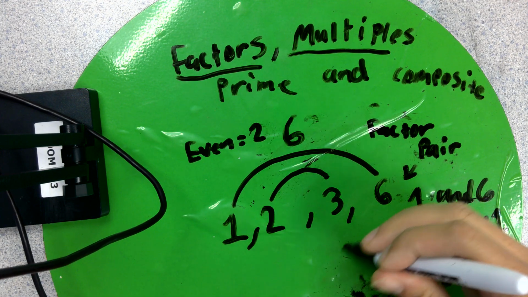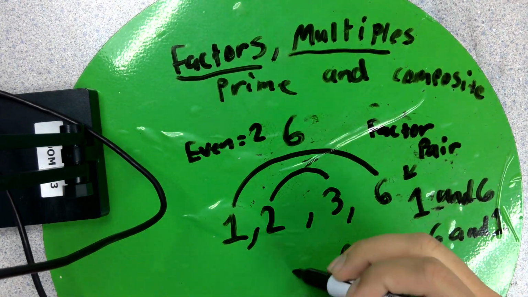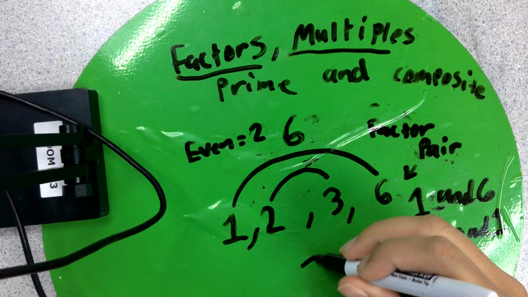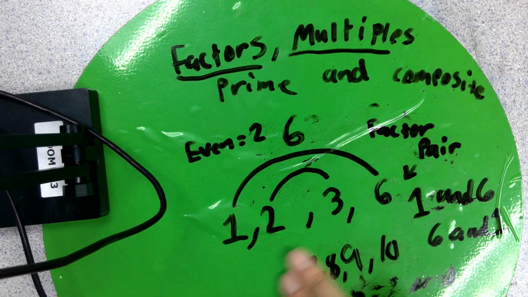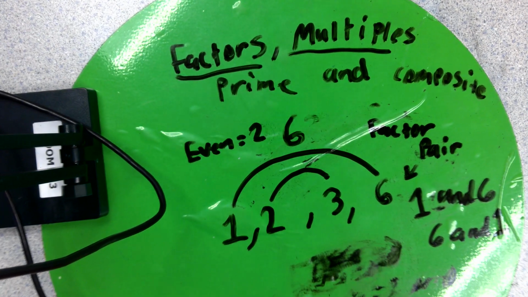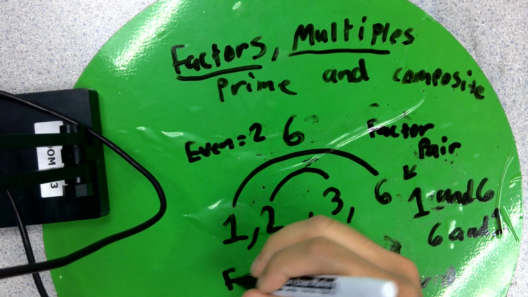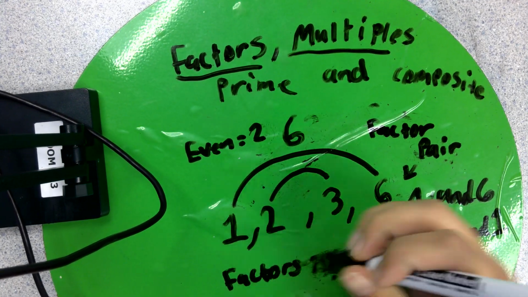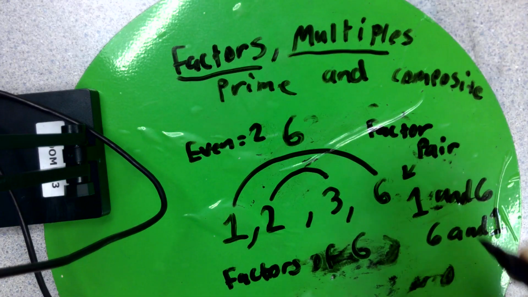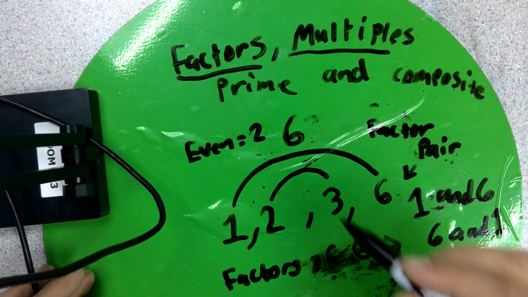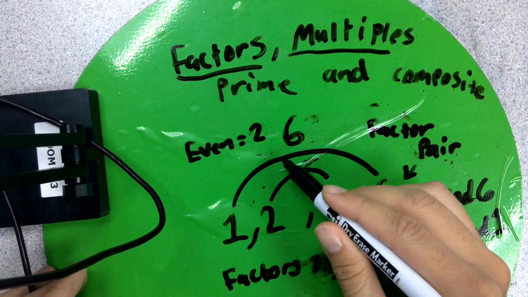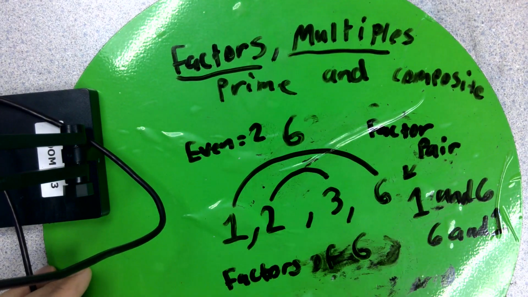Of course, 9 is already way larger than 6. 7 is larger than 6, 8, and of course 10. So it's looking like I have found all the factors of 6. So my factors of 6 are going to be 1, 2, 3, and 6, right? Making 2 total pairs because I see in my rainbow there's 1 pair, there's 2.